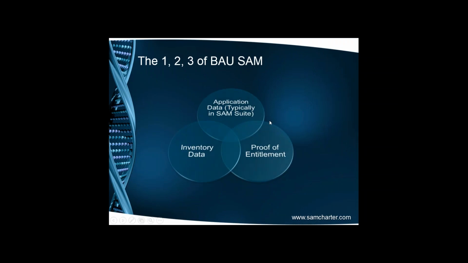So what we have here is our three-circle Venn diagram, and at the top here you'll see this is labeled application data, typically within the SAM suite. So these are your recognition files. Next we have our proof of entitlement, and these are our contracts, our licenses, essentially whatever evidence a software vendor says we need to have in place to justify our software installs. And then we have our inventory data itself, so this represents our software installations.